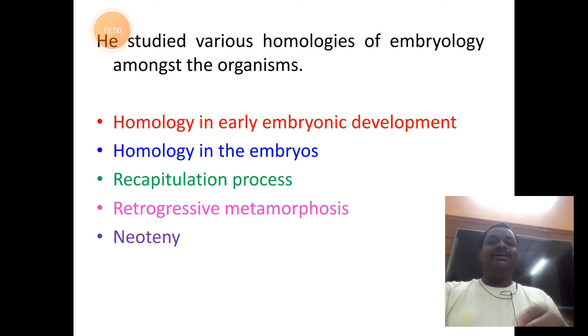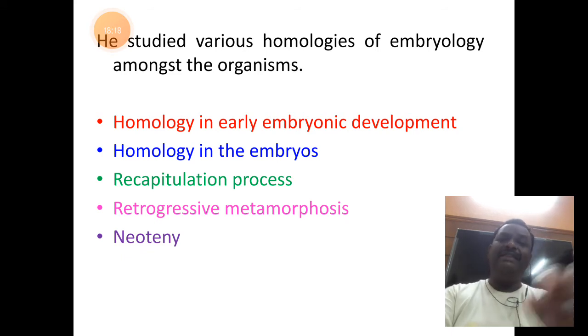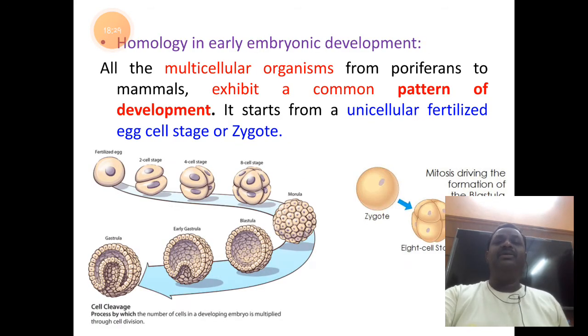So based on these 5 important concepts, we are going to understand how embryological evidences favor the process of organic evolution. Otherwise, how embryology gives the evidences or proofs to say that organic evolution has taken place on the earth. Let's now understand these homologies of embryos at different stages one by one.